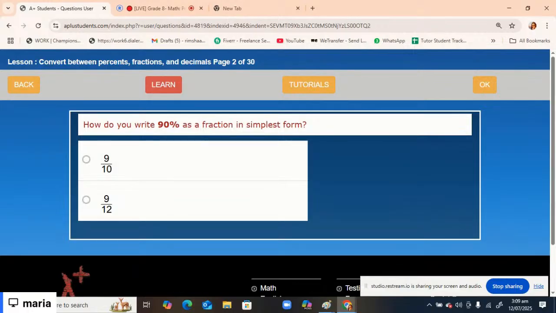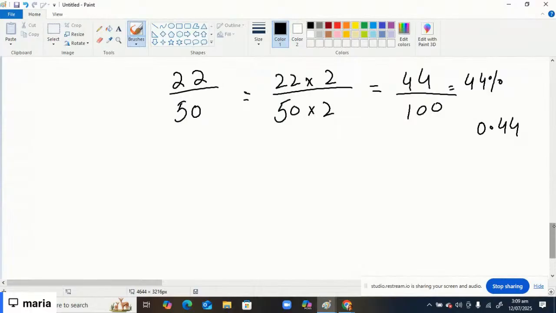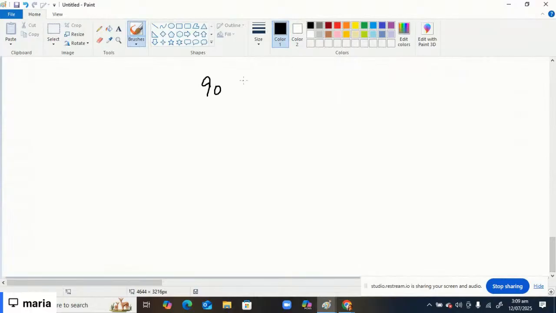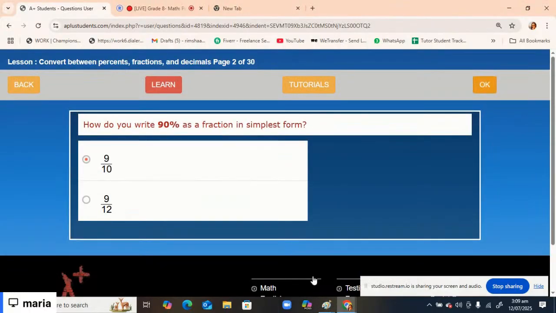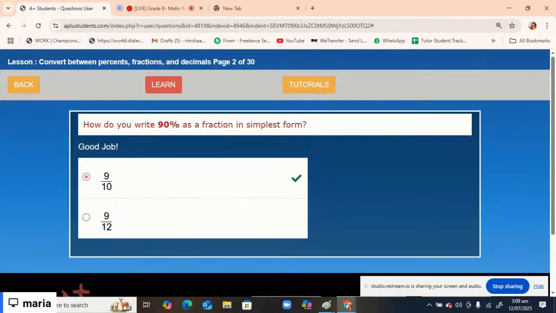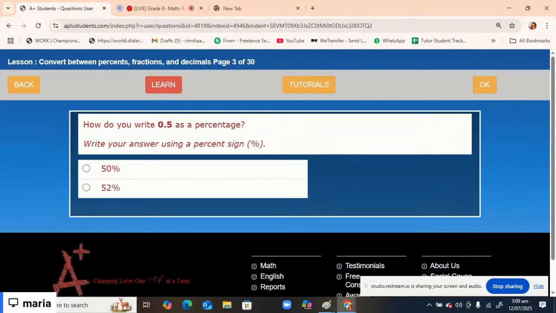How do you write 90% as a fraction in the simplest form? 90% means 90 over 100. The 0 cancels, so the answer is 9 by 10. This is 90%, so 90% means 90 over 100. 0 cancel and 9 by 10. And here is the right answer.